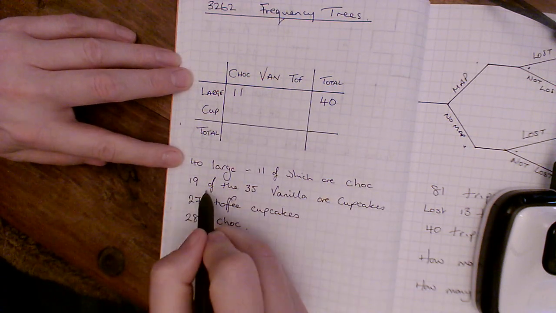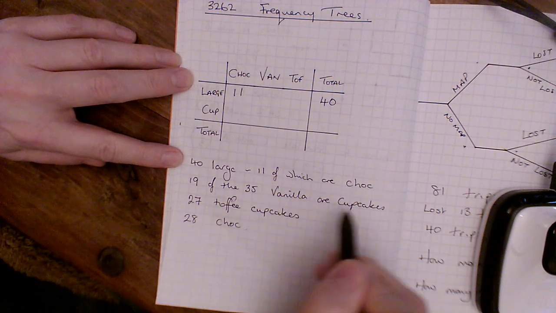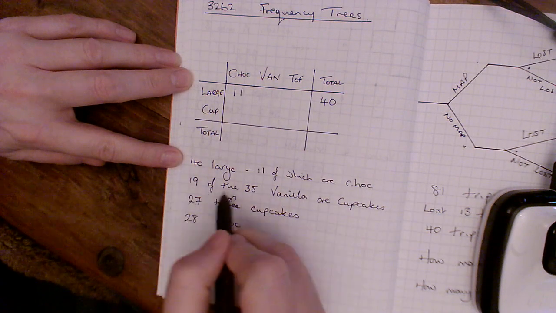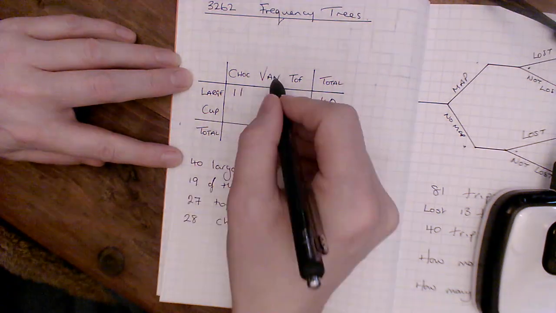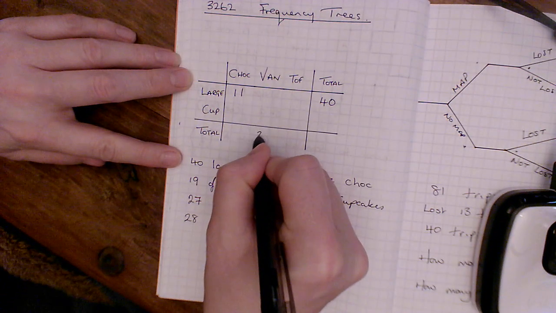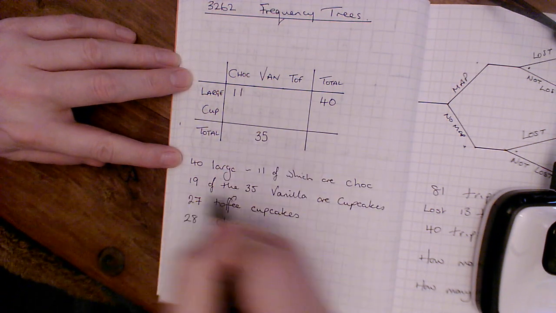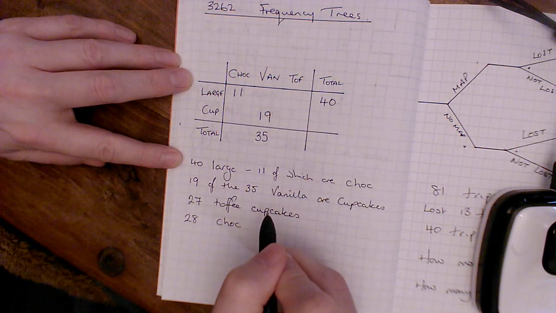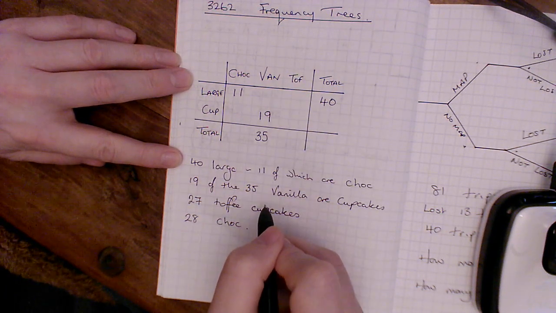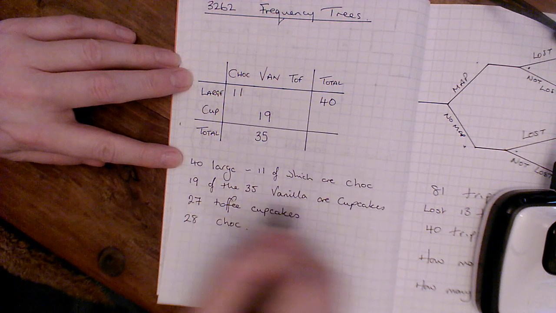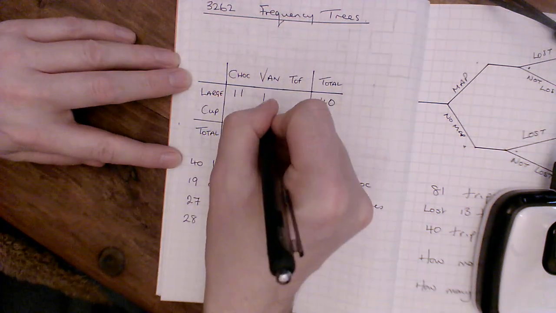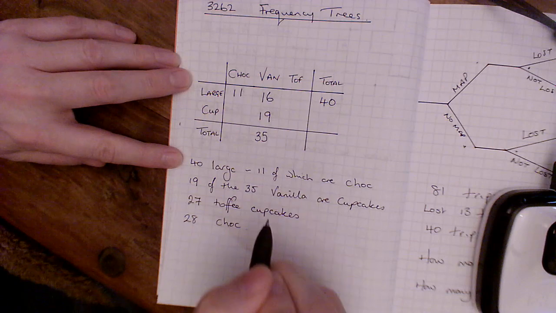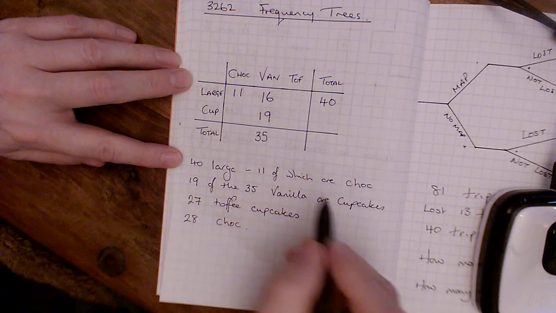I'm told 19 of the 35 vanilla are cupcakes. So 19 of the 35 vanilla. So vanilla, there's 35 of them, and 19 of them are cupcakes, which also tells me that there must be 16 large vanilla cakes. So this sentence has got hidden information in it, and I just have to try to withdraw that information as I'm working.